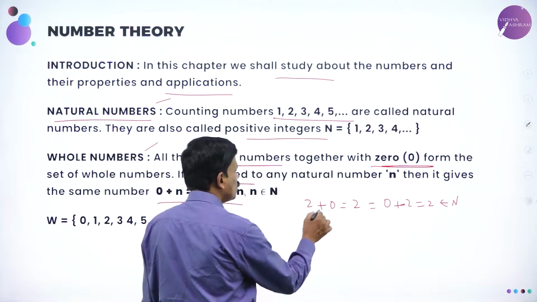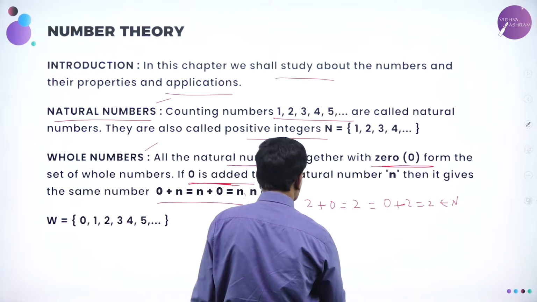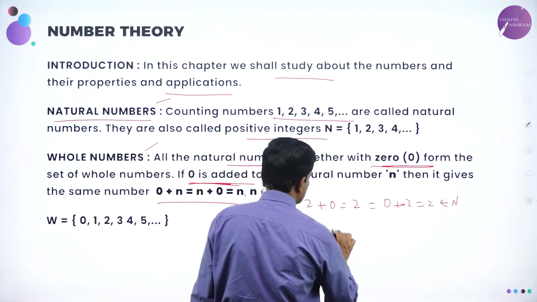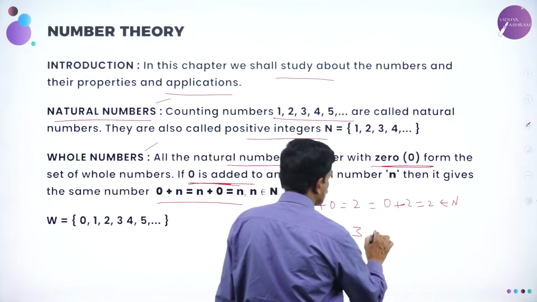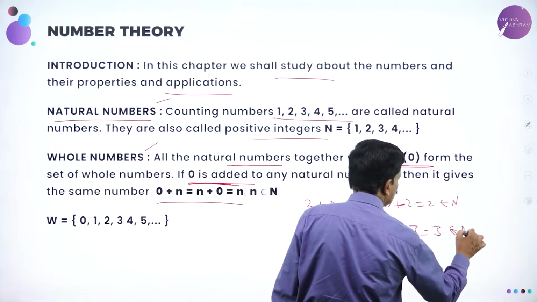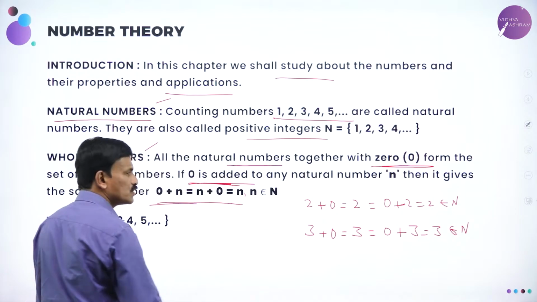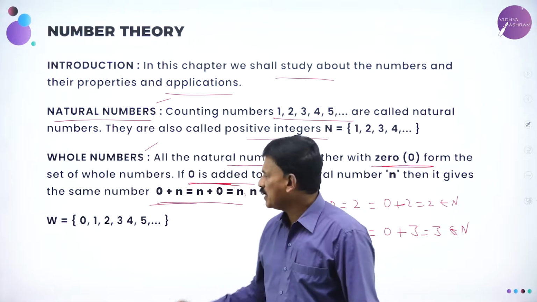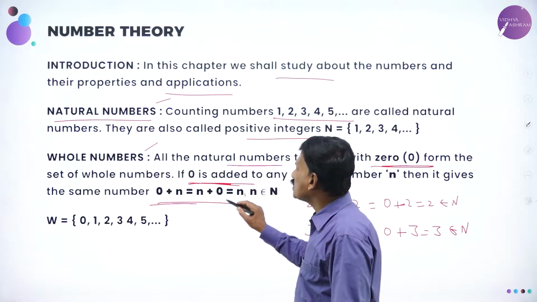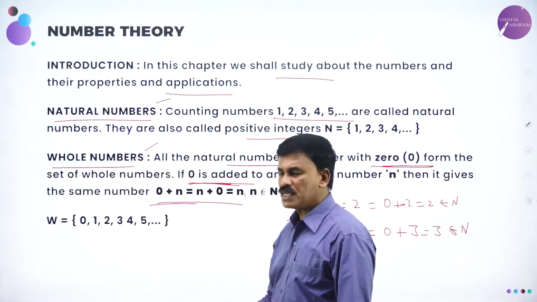So, for example, 2 plus 0 is equal to 2, that is also equal to 0 plus 2 is equal to 2. Similarly, let us take 3 plus 0 is equal to 3. This is also equal to 0 plus 3, that is equal to 3, belongs to N. So, therefore, the set including 0, that is 0, 1, 2, 3, 4, etc. comes under the set that is called the whole numbers, denoted as W.